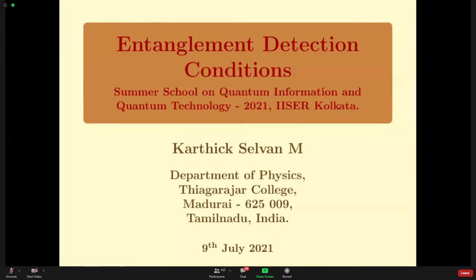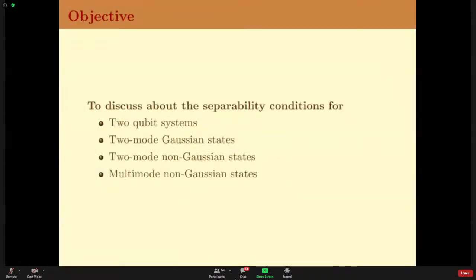Most of the concepts I'm going to discuss may be familiar to many in the audience. The topic is entanglement detection conditions. As we all know, entanglement is used as a physical resource for quantum teleportation, superdense coding, and other quantum information processes, so we must be able to detect and quantify entanglement. In this talk, I'm going to discuss detection of entanglement, not quantification. The objective is to discuss separability conditions for 2-qubit systems, 2-mode Gaussian states, 2-mode non-Gaussian states, and multi-mode non-Gaussian states.